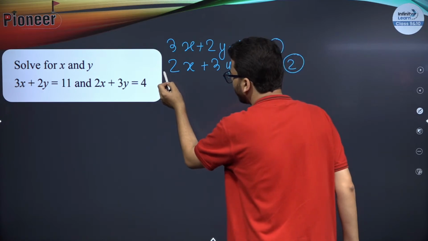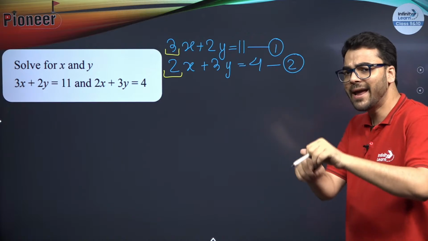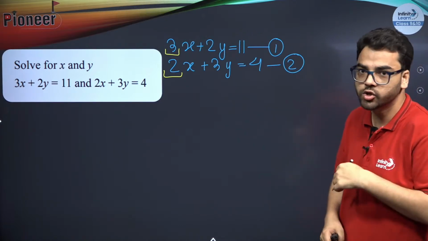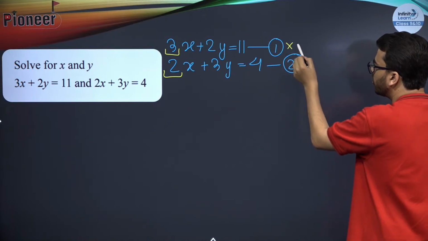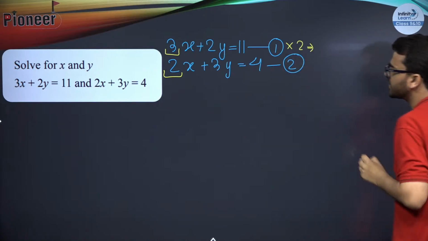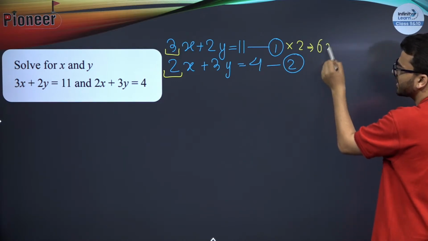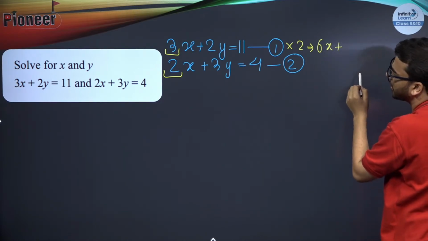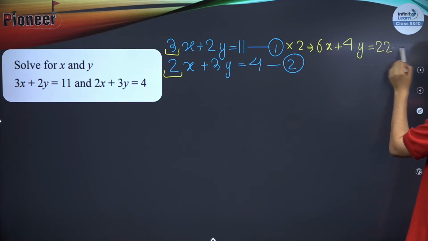So you see the coefficient of x is 2 and the coefficient of x is 3. Now can I do it by adding the equations? That can also be done. Can I multiply the first equation by 2 over here? If you multiply the first equation by 2, what will you get over here, guys? You'll get 3 2s are 6x plus 2 2s are 4y, and that is equal to 22. This is the third equation.